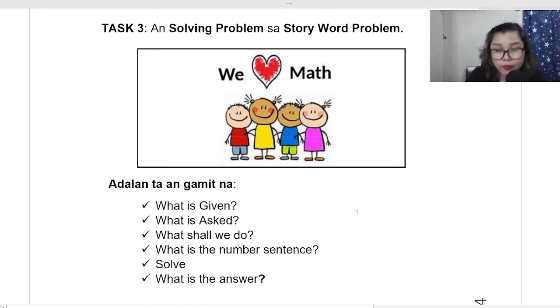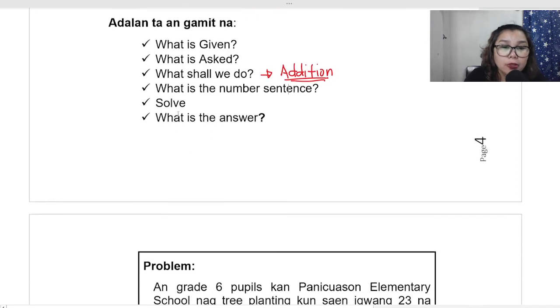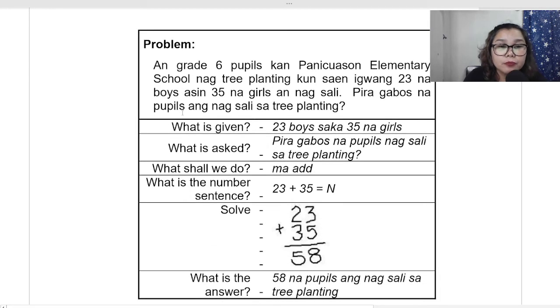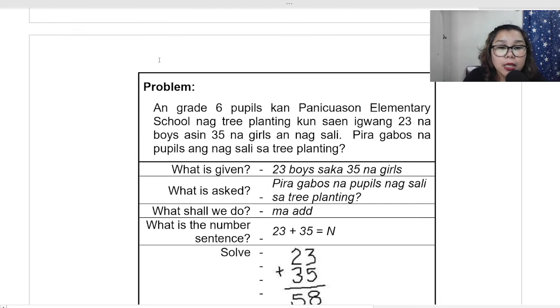So, it means for what shall we do, it pertains to the operation. Anong gagawin natin sa numbers? Pag-iisahin ba? O hihiwalay ba? So, because we are still under the operation of addition, ang gagawin natin, we are going to add those numbers. Okay, what am I talking about? Ito yan. Okay, so let's have the problem.